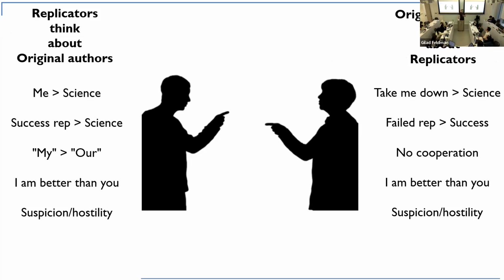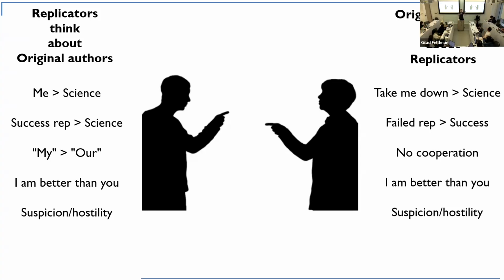I believe that this is successful. They don't want to cooperate with me. They think that they're better than me. And then there's just a lot of suspicion and hostility. And on our side, we also get very defensive. We don't understand why the original authors would put themselves higher than science. We think that original authors would want things to succeed, even if it's not the case. That original authors think that the science is their science rather than our science.